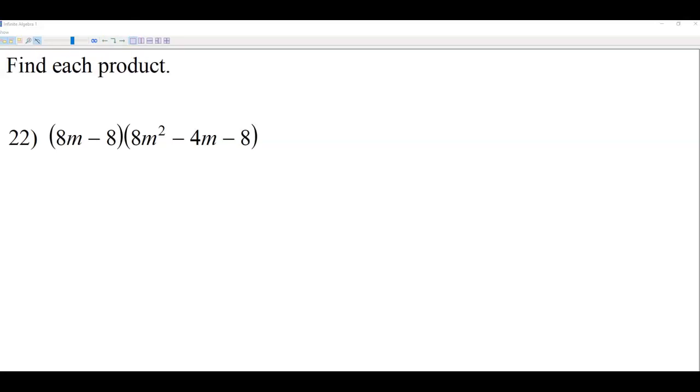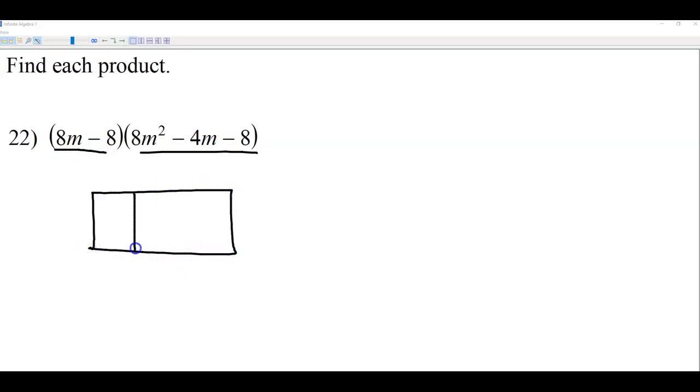Now notice this one is a binomial and a trinomial, and because of that we need a bigger box. We need a 3 by 2 box. I need it to be 3 spaces long for the trinomial and 2 spaces high for the binomial. So I'm going to put the binomial here down the side and the trinomial here up along the top. And we fill in the box the same way that we did before by multiplication.